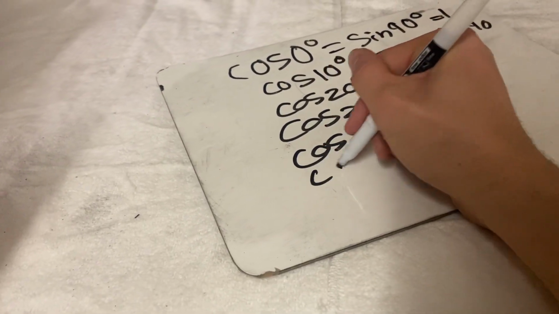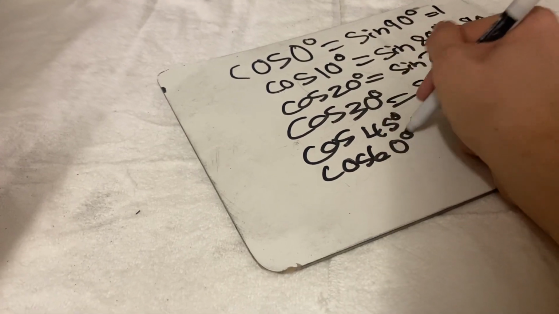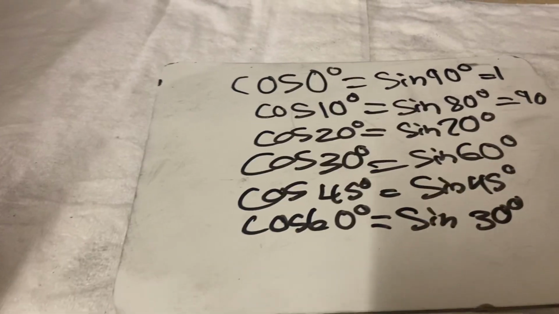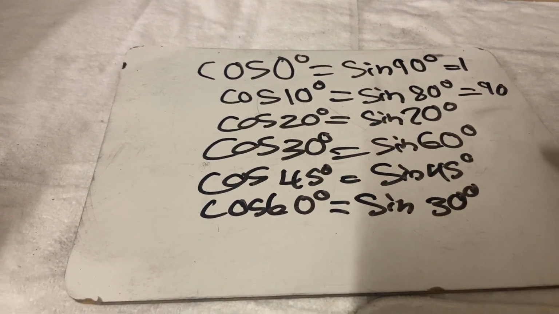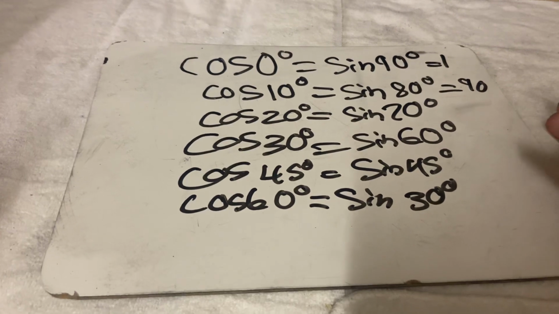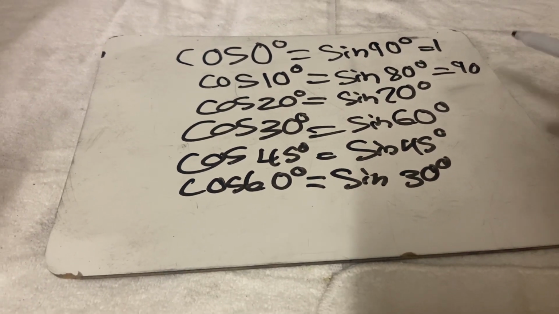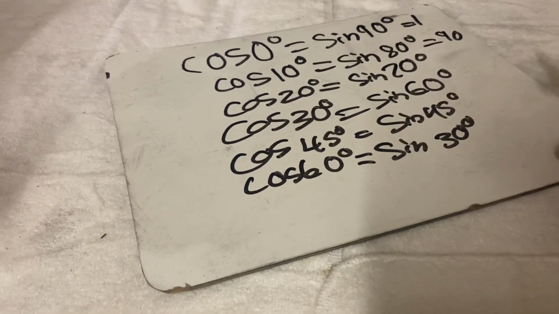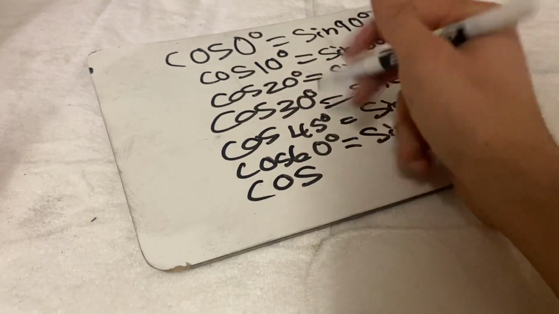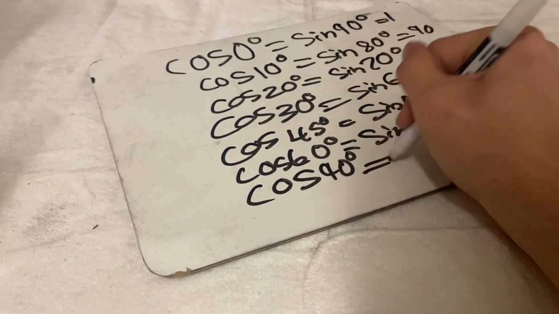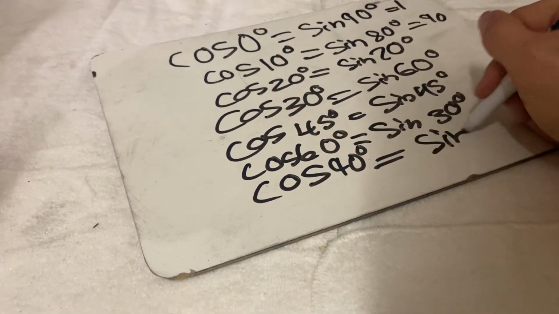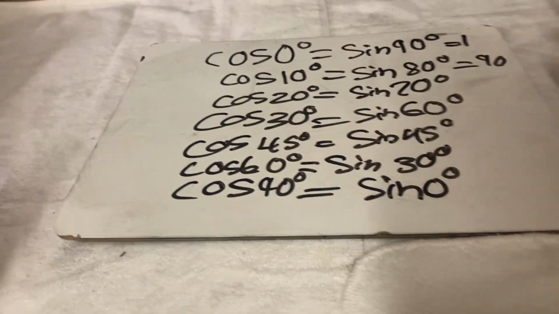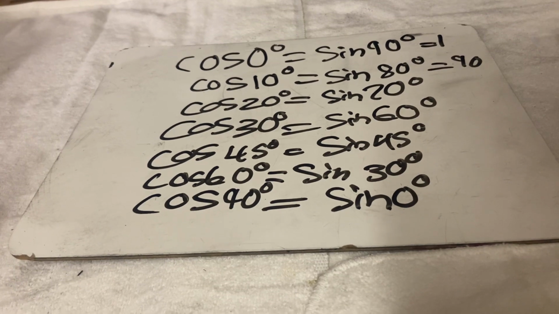And then cosine 60 equals sine 30. So you can start to notice that they're going vice versa, if that makes sense. Let me just finish it up, and you can see why. Cosine 90 degrees equals sine 0. As you can see, it's kind of the opposite. It switches back and forth.